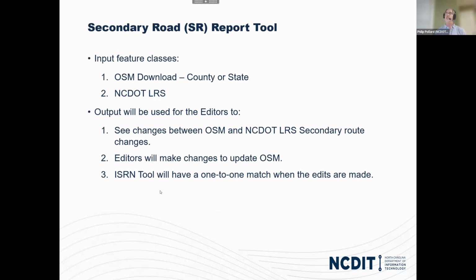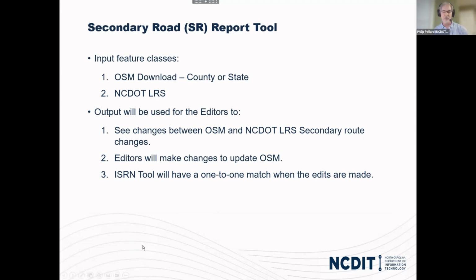the next tool is our secondary road report tool, which is we just use the OpenStreetMap download from QGIS for county or state. We can do the whole state, and then we use the NCDOT LRS. You can see changes between OpenStreetMap and NCDOT LRS secondary route changes, and the editors will make changes to update OpenStreetMap. And ISR2 will have a one-to-one match when the edits are made.